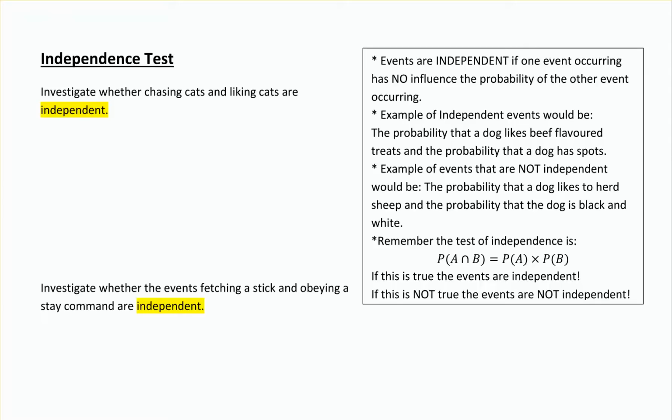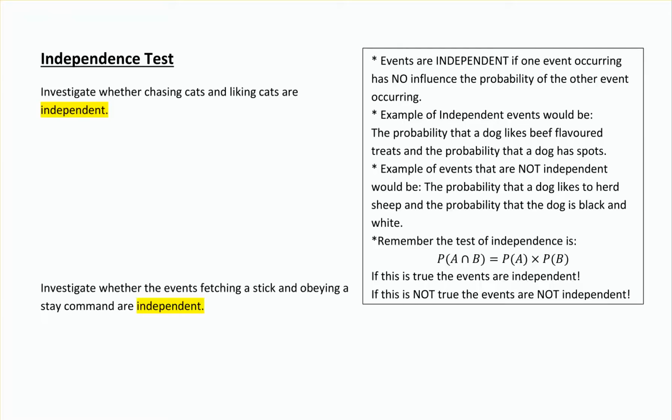Other examples of non-independent events might be that if it is raining outside, somebody will wear a raincoat. If it's raining, there's a higher likelihood that people are going to be wearing raincoats. And so those again would be a not independent event case.